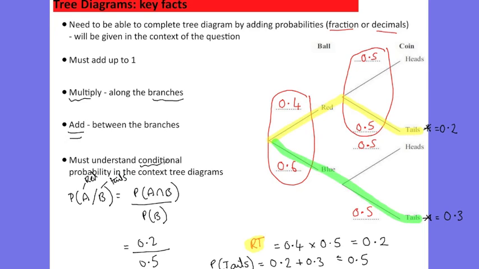And this is known as conditional probability, where one event has happened. And when we're trying to find the probability, given that that's happened, what's the probability of finding another particular variable or event happening?